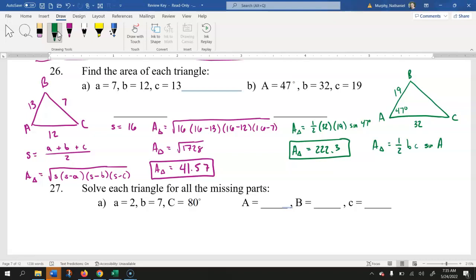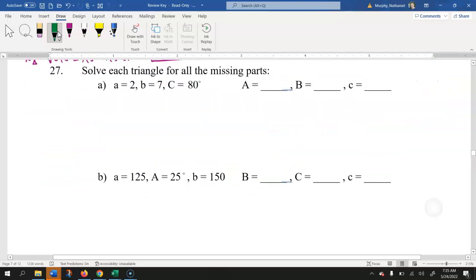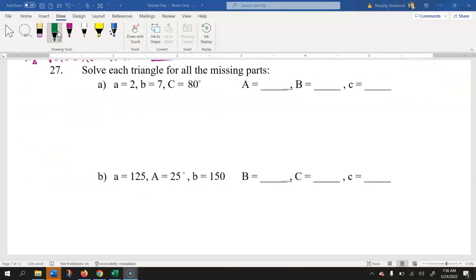All right, let's look at 27. Another diagram. So A, B, and C. So side A is 2 units, side B is 7 units, and angle C is 80 degrees. So this is a side angle side situation. Remember, when we're trying to solve a triangle, you always want to look to see what type of scenario we're working with, so you know what formula to use.